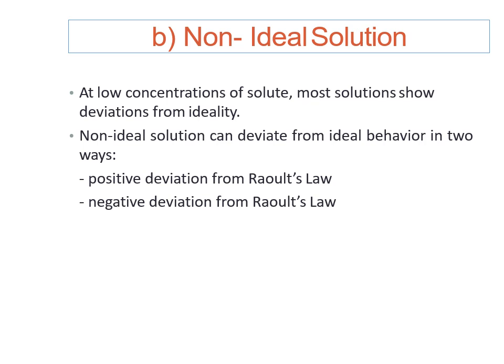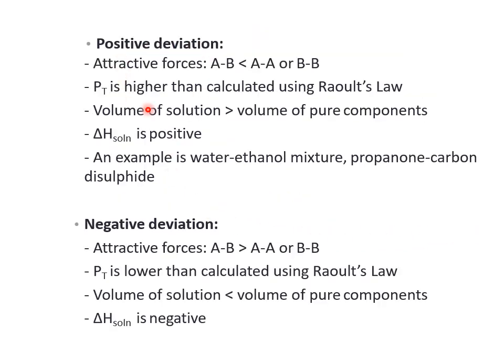For non-ideal solutions, the low concentrations of solute mostly show a deviation from ideal solutions. A non-ideal solution deviates from an ideal solution in two ways: it has positive deviation from Raoult's law, or it has negative deviation from Raoult's law. So how does this happen? Look at this one.